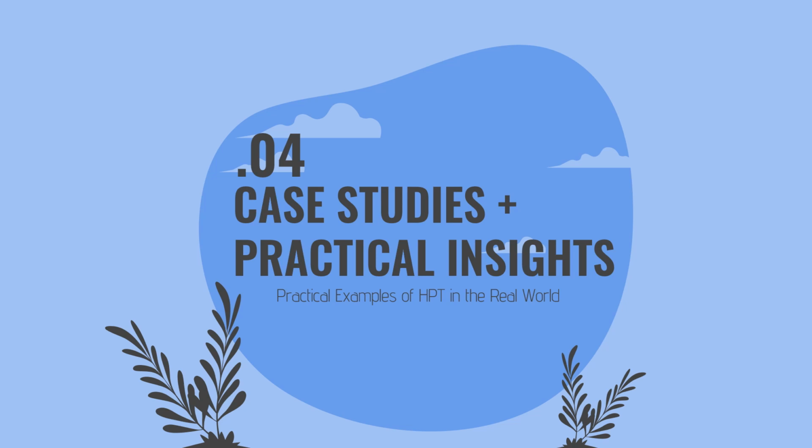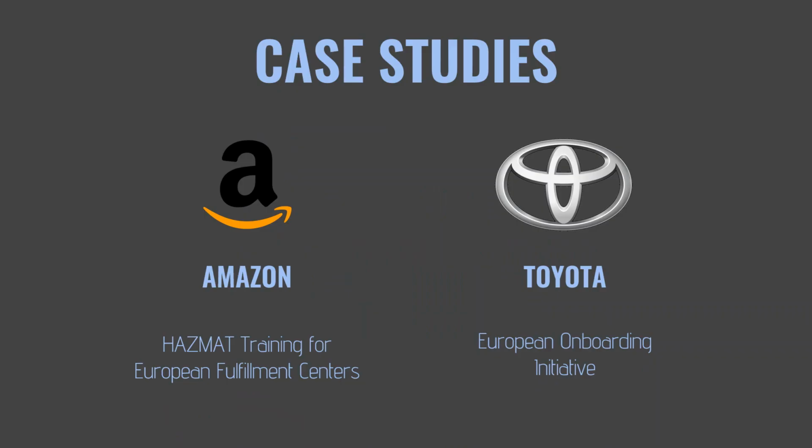What about some case studies and practical insights? Some examples of HPT in the real world. We're going to talk about two of those, Amazon and Toyota. One of the best ways to incorporate e-learning is to follow some successful examples from some of the world's top companies. Case studies can offer best practices and help in successful implementation.